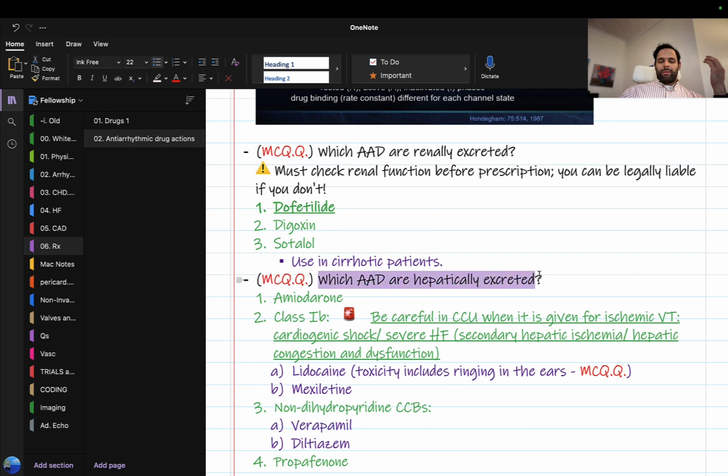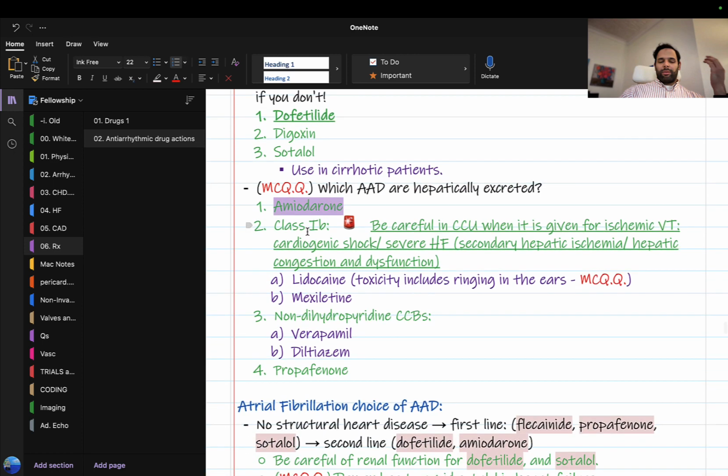Which antiarrhythmic drugs are hepatically excreted? Amiodarone is our most important one. Class 1B medications, the mexiletine and the lidocaine. And there is a really big problem here because we reach out for it in the ischemic patient. But if someone is having acute myocardial ischemia, frequently you're going to have acute heart failure, liver congestion, and deranged liver function. Or if they are in cardiogenic shock, you can also have hepatic ischemia. So you have to be careful in these two scenarios, where you have liver overload and dysfunction or hepatic ischemia due to cardiogenic shock, to not give the 1B medication.